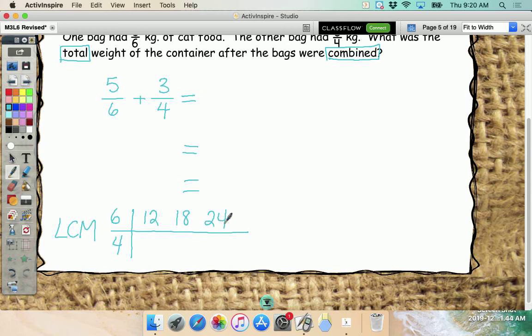Now I said you could stop after 3 multiples. And if you need more later, you can add more later. And skip count by 4s. 4, 8, 12. Now I'm looking for the smallest number they shared. 12. Circle it. So 12 will be the common denominator.